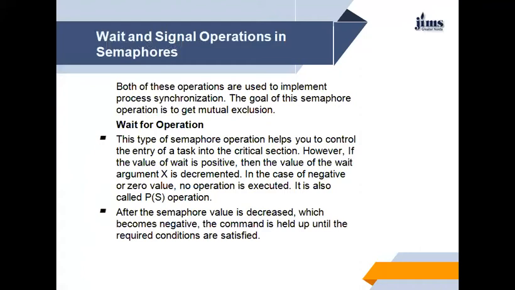The wait operation is a type of semaphore operation that helps you control the entry of a task into the critical section. If the value of wait is positive, then the value of the wait argument X is decremented. In the case of a negative or zero value, no operation is executed. It is also called the P(S) operation. After the semaphore value is decreased and becomes negative, the command is held up until the required conditions are satisfied.